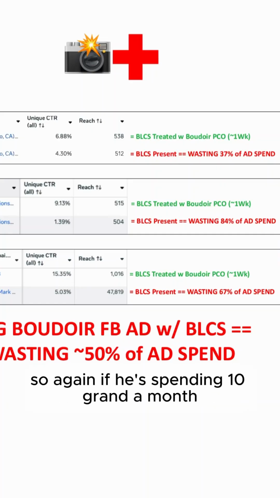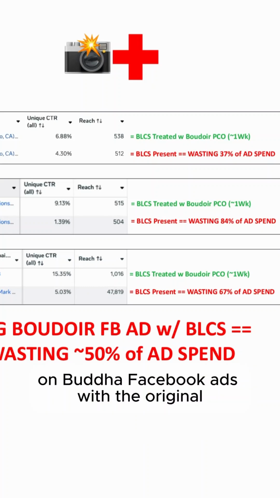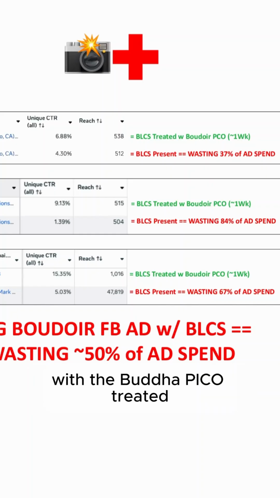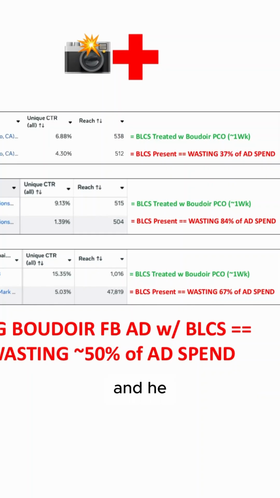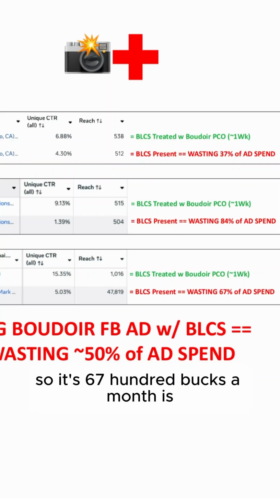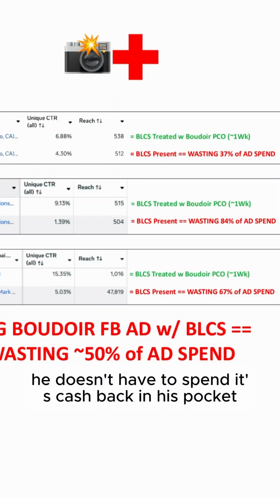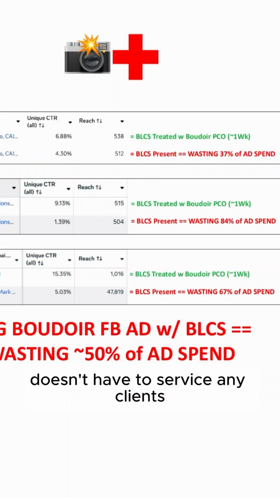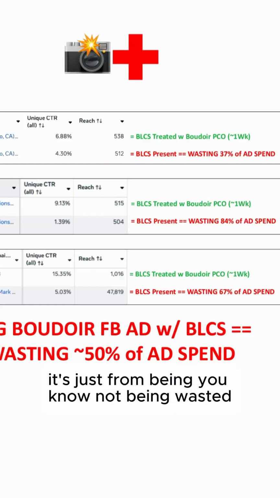So if he's spending 10 grand a month on Boudoir Facebook ads with the original, he now only has to spend 3,300 bucks a month with the Boudoir Pico treated ad, and he gets his ad into the same number of women's brains. So it's 6,700 bucks a month he doesn't have to spend. It's cash back in his pocket, like a 6,700 bucks a month bonus. He doesn't have to service any clients. It's just from not being wasted.